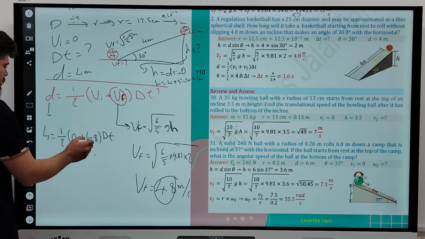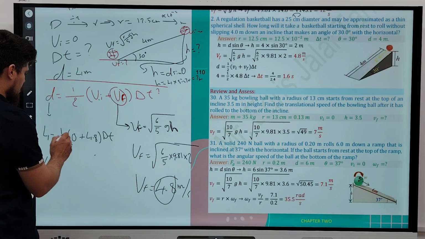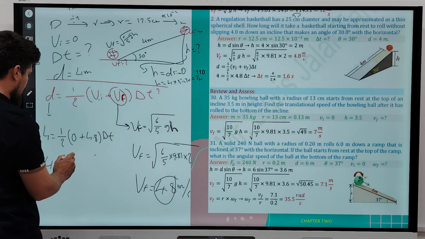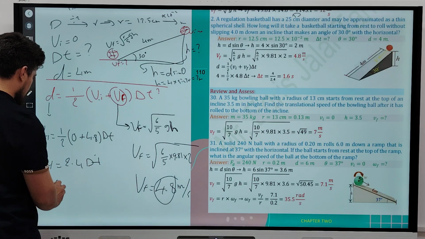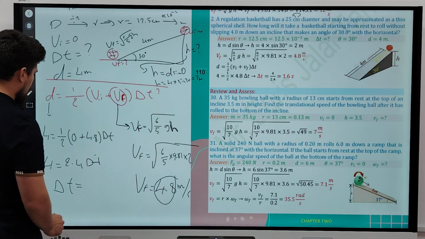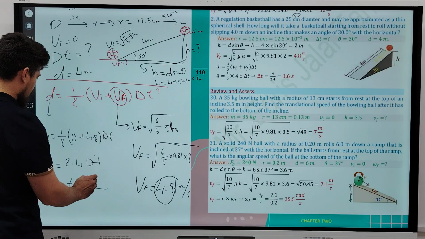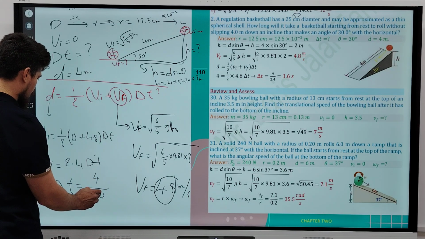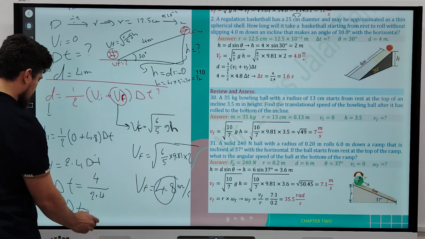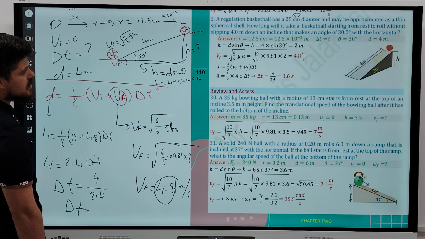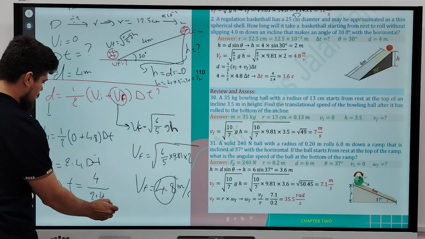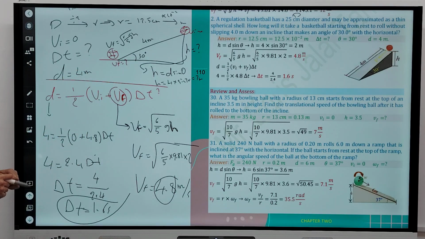Delta T. 4 is equal to half times 4.8 times delta T, which is 2.4 delta T. So delta T is equal to what? Delta T is equal to 4 divided by 2.4. Delta T is equal to what? Delta T is equal to 1.6 second. Okay?